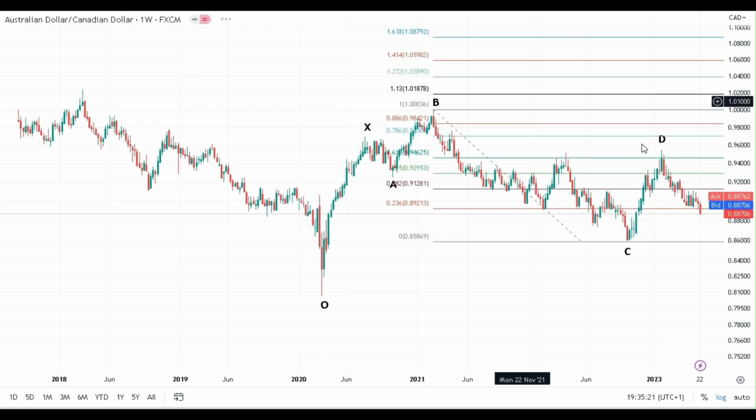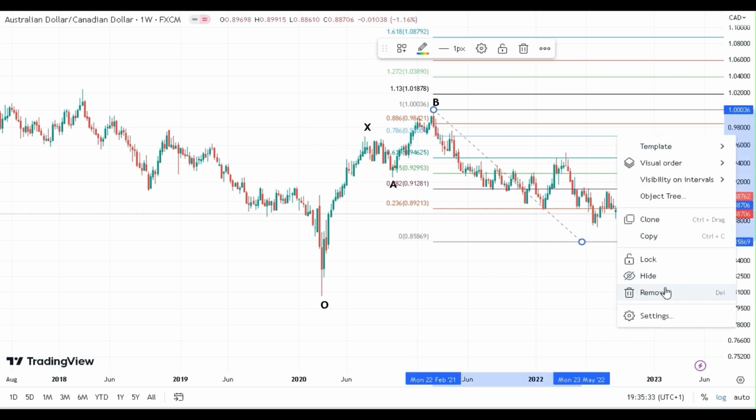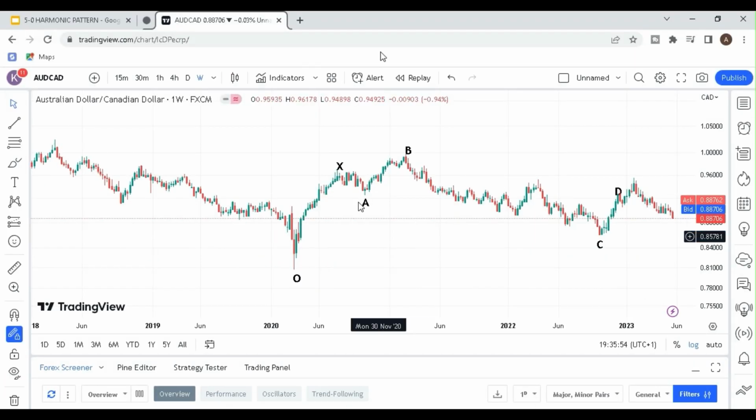So let's first remove this line, since we now know where our D should be. So my D is here. Let's place it. So my D is here. All right. So we found our points A, B, C, D. So these are our 5-0 harmonic pattern.